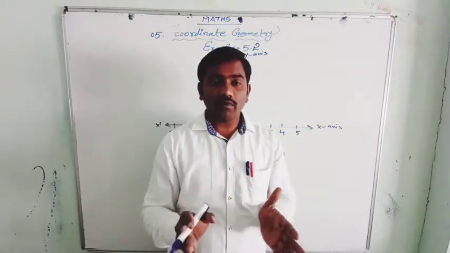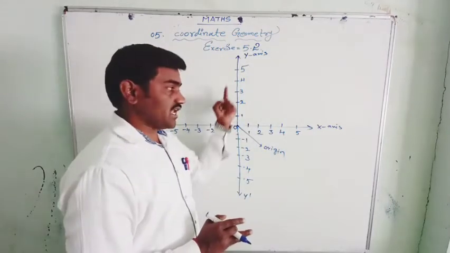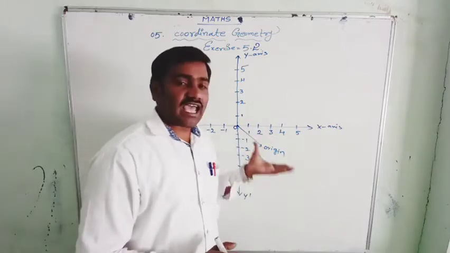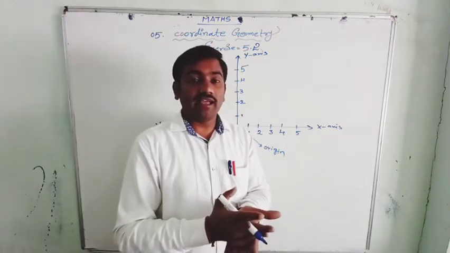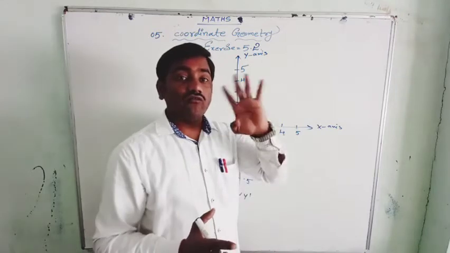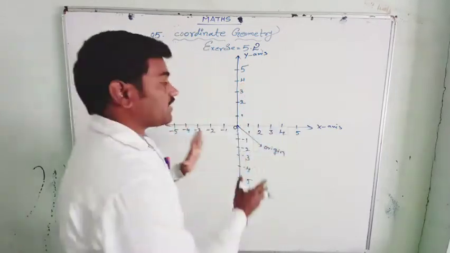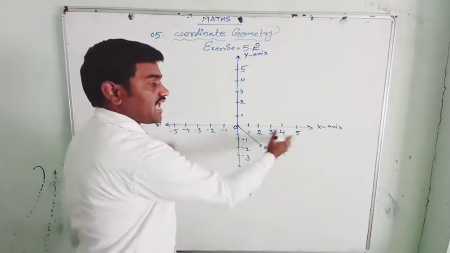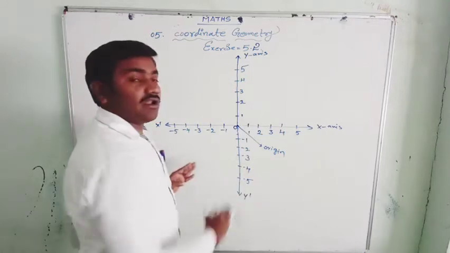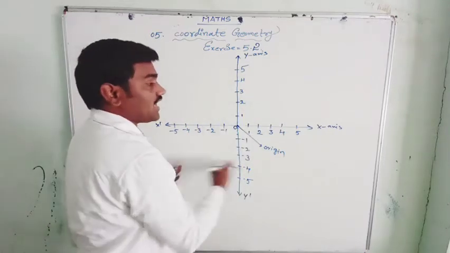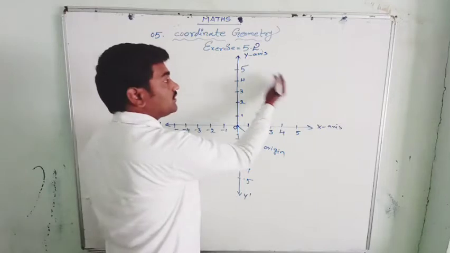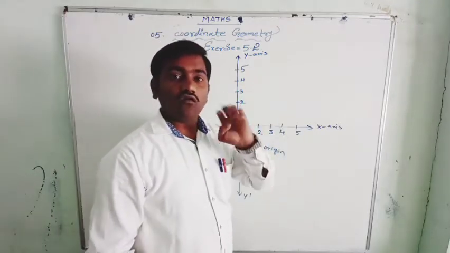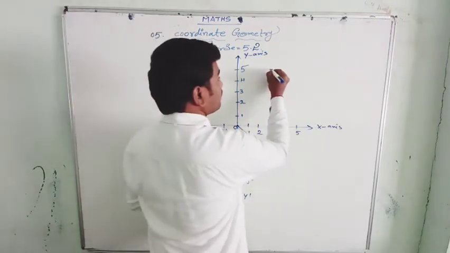Suppose you have a graph paper, then we have to draw the two axes like this: x-axis, x dash, y-axis, y dash. If you draw these axes on a graph paper, then the graph paper will be divided into 4 equal parts. Here I have taken one plane, and this plane is divided by these axes into 4 equal parts. Each part has a name. These two axes divide this plane into 4 quadrants. Remember, 4 quadrants. This is quadrant number 1.